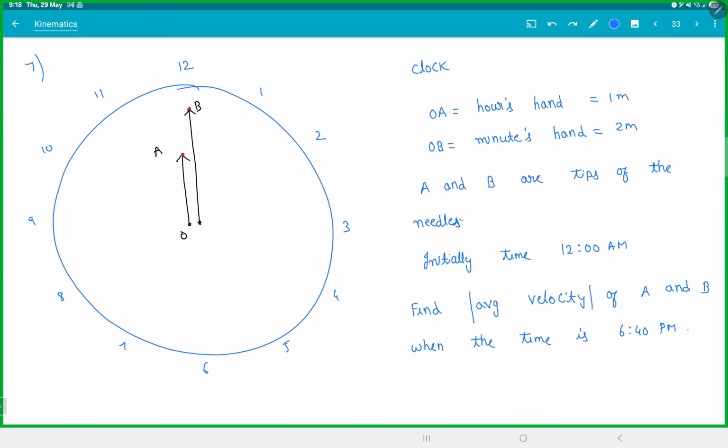You got 3 minutes. This is something which you see every day, a clock. It's midnight, 12 o'clock. That's your starting point. When the time becomes 6:40 p.m., find the average velocity of A and B. Average velocity definition is straightforward. Displacement of the point by time. I just want the magnitude. I don't want vectors.